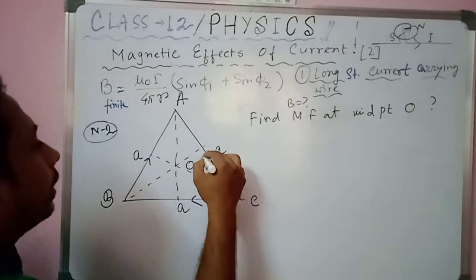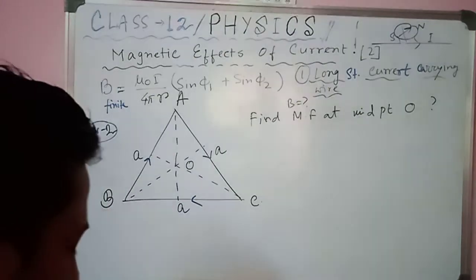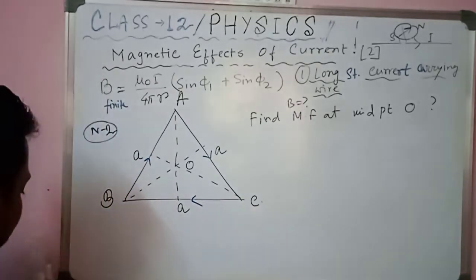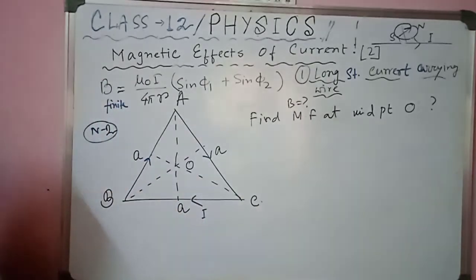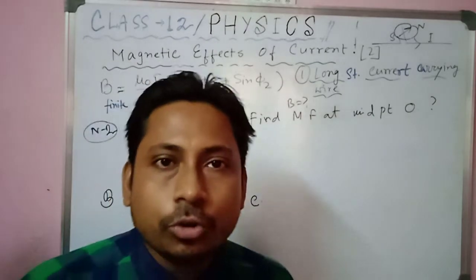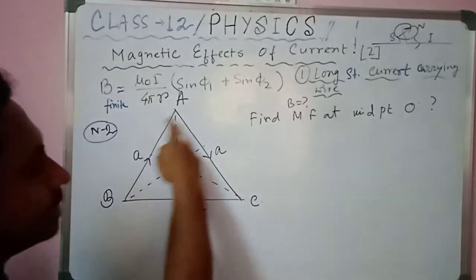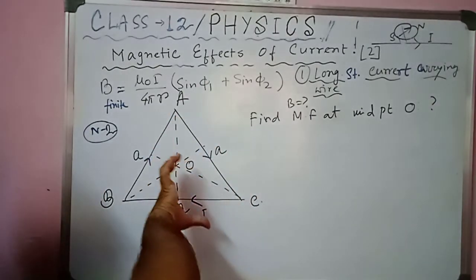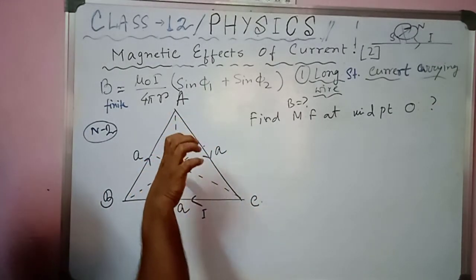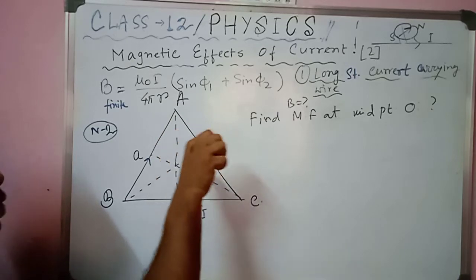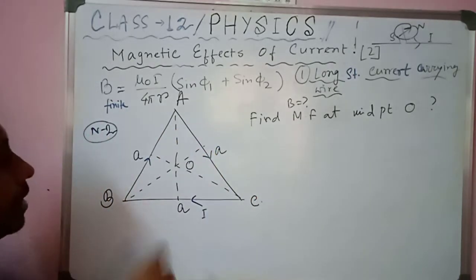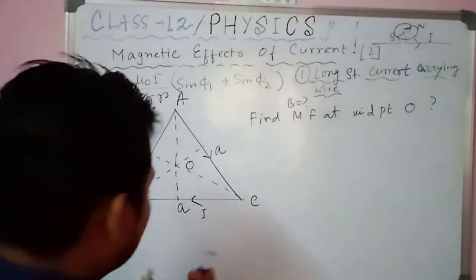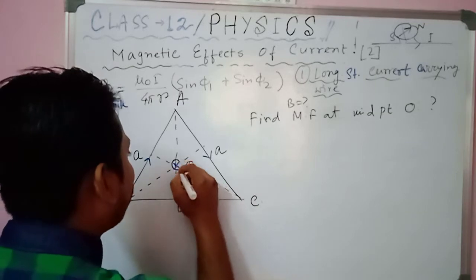In the previous numerical, I forgot to determine the direction of the magnetic field. Students, whenever they ask for the magnetic field value, you must show the direction also. See, the current is flowing in this direction. So the magnetic field will be inward, into the paper. Into the paper means cross, so at the point O there will be a cross magnetic field.